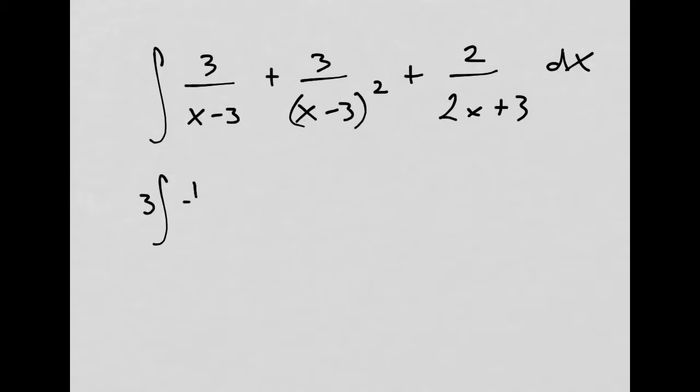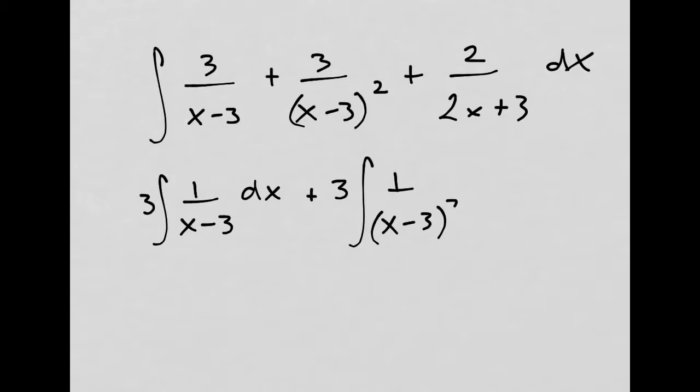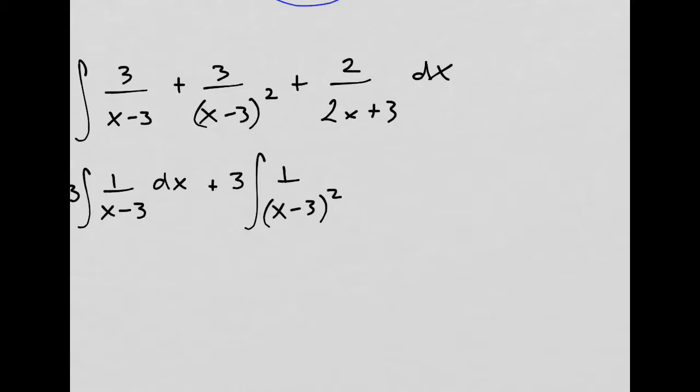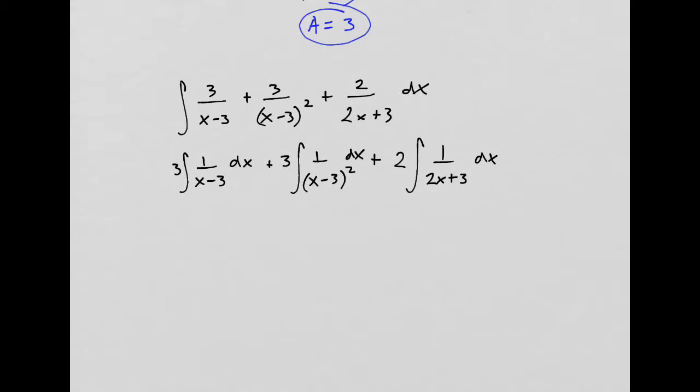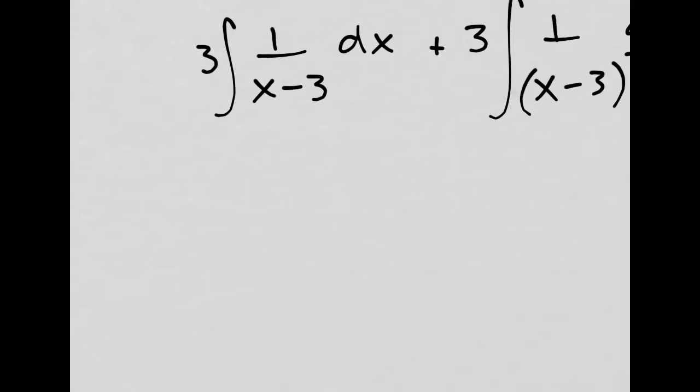I'm going to put the 3 out front, and I have a 1 over x minus 3, easy, plus 3 out front, and I have a 1 over x minus 3 squared, plus, and I'll put the 2 out front, this 2, and I have 1 over 2x plus 3 dx. This is a dx there as well. So now, this is the easiest integral. I'll just do that right now. That's going to be 3 times the natural log of the absolute value of x minus 3.